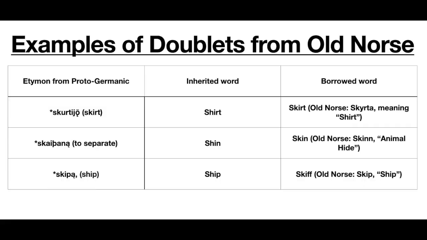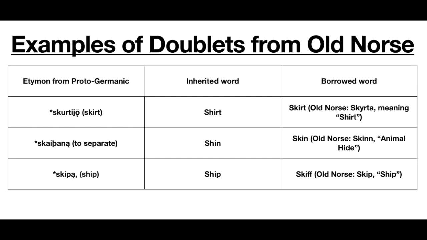Some examples of words that are borrowed from Norse, which they've been borrowed a long time ago, but they're still borrowed words ultimately. We can have doublets such as shirt and skirt. Those words come from the same source. We can have shin and skin. We can have ship and skip. So all those sh sounds, those are the inherited sound from the English language, and all those sk sounds are the borrowed sounds from the Norse languages.